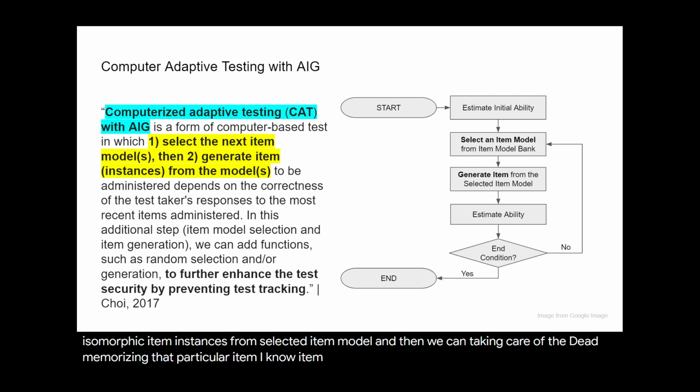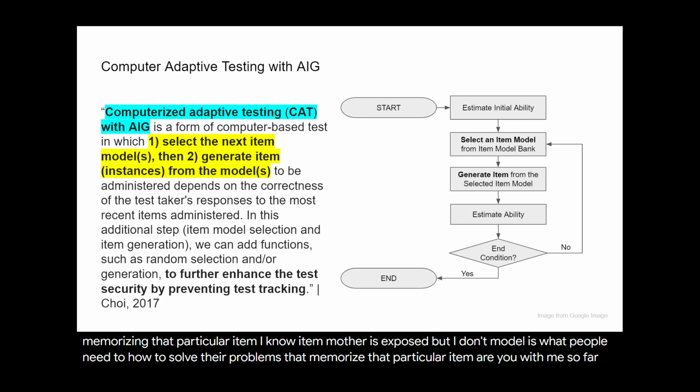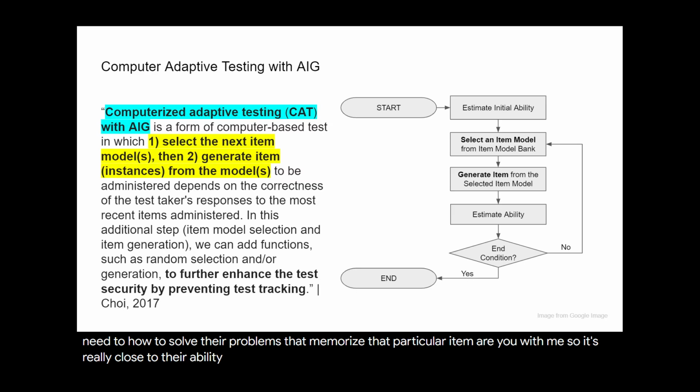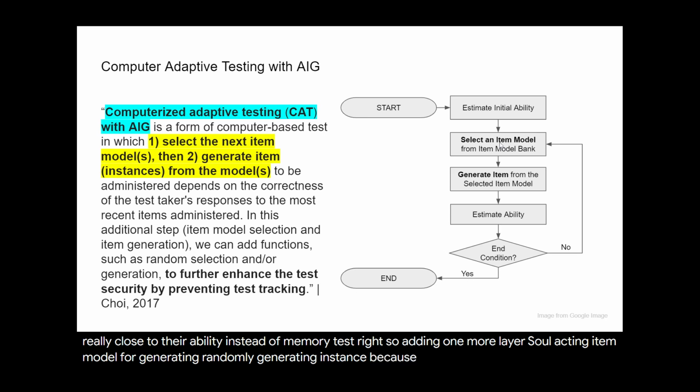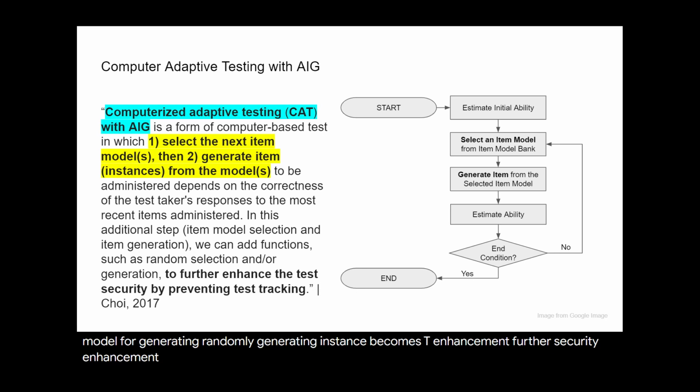I know the item model is exposed, but what is an item model? People need to know how to solve that problem. It's not memorizing that particular item. Are you with me? So it's closer to their ability instead of a memory test. So adding one more layer, selecting an item model and randomly generating an instance, becomes a further security enhancement by preventing test tracking.